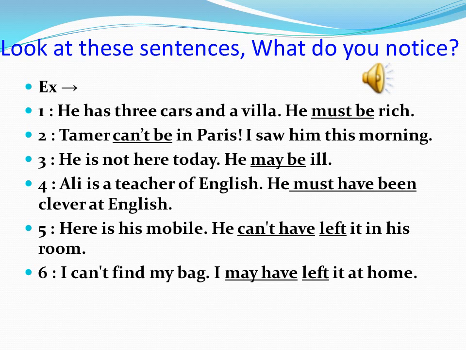Number 3. He is not here today. He may be ill. Number 4. Ali is a teacher of English. He must have been clever at English.